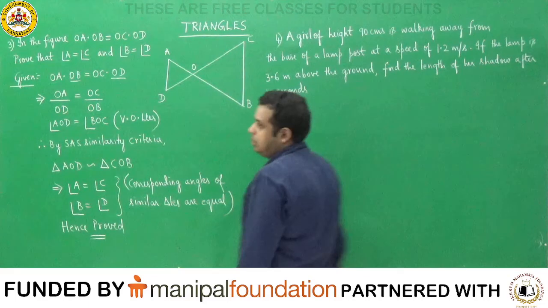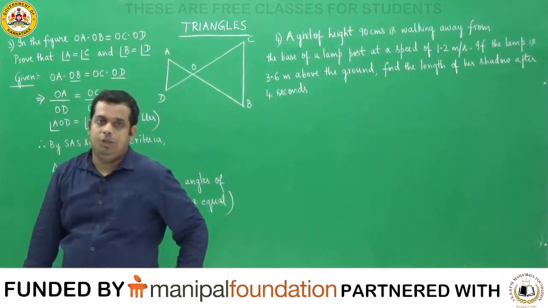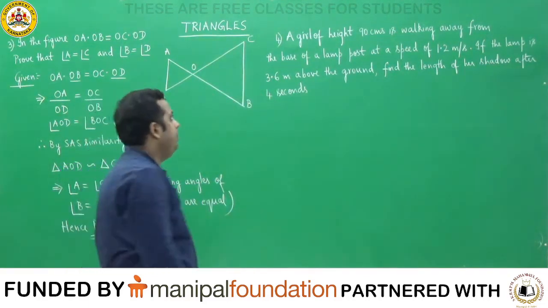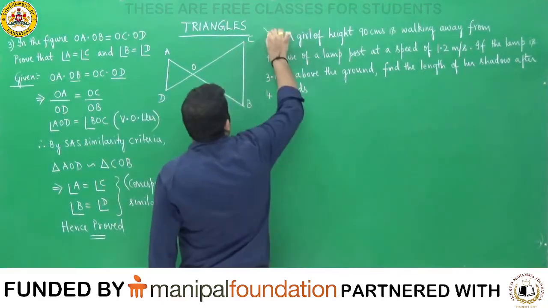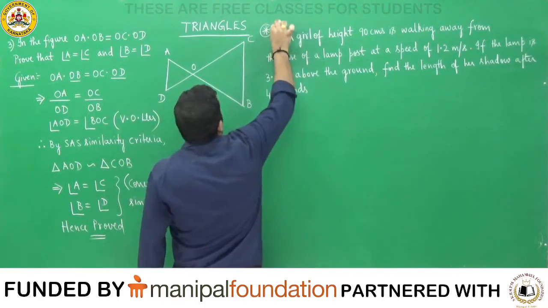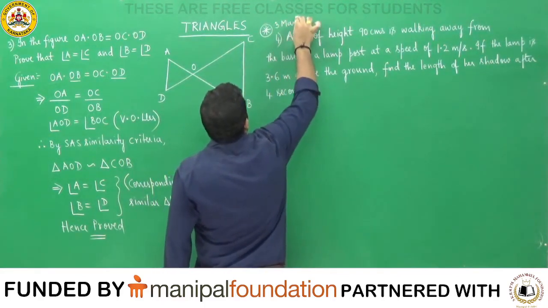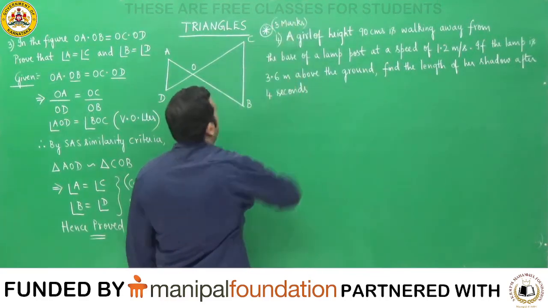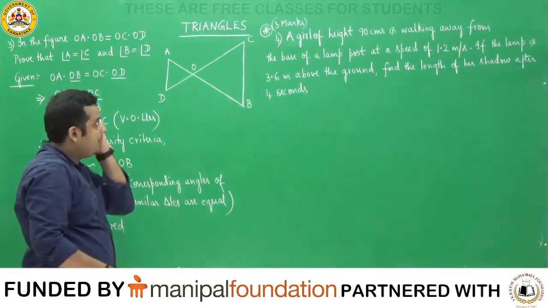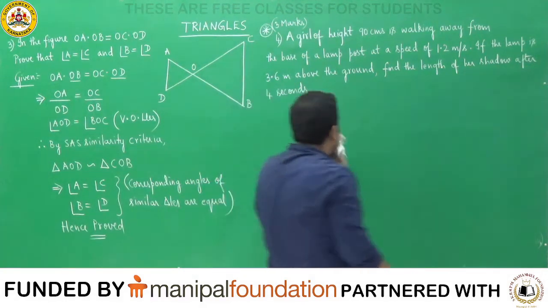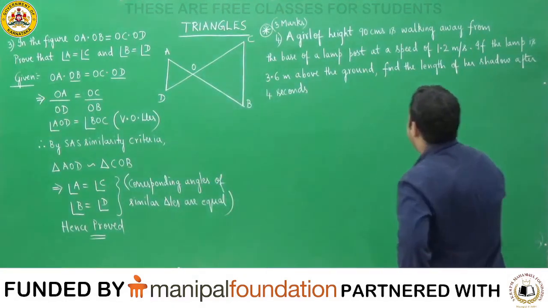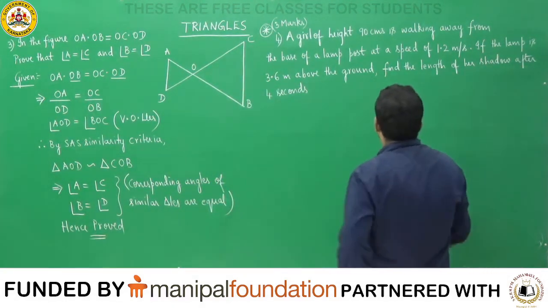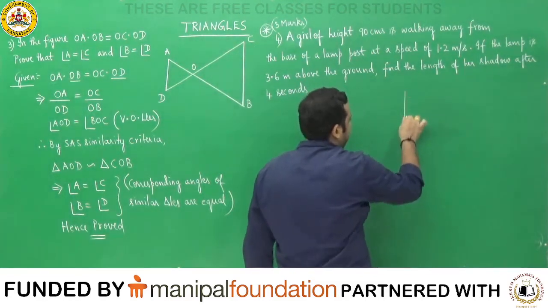That is the question asked. Okay, this is a very important question, students, mark it. This question will be asked in the exam for 3 marks. What's told in the problem? Let's see. A girl of height 90 centimeters is walking away from the base of a lamp post at a speed of 1.2 meters per second.